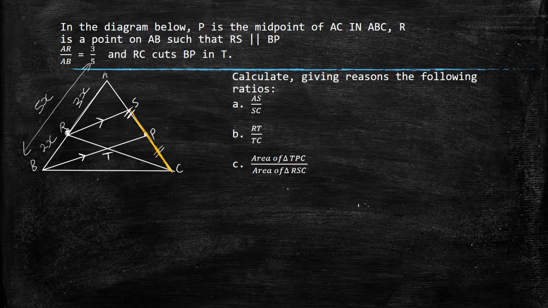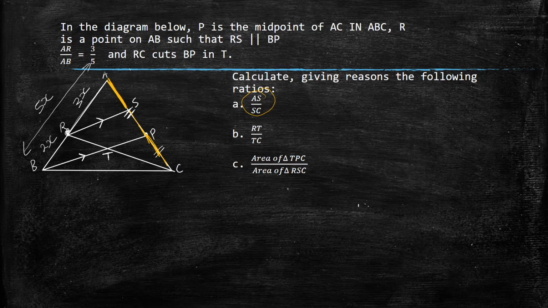Okay, so let's go. Now we want to get the ratio of AS over SC, right? So you just have to identify the triangle on which you can apply proportionality for your AS and your SC. Let's start with AS. Can you see that your AS is here, right? And your SC is here.